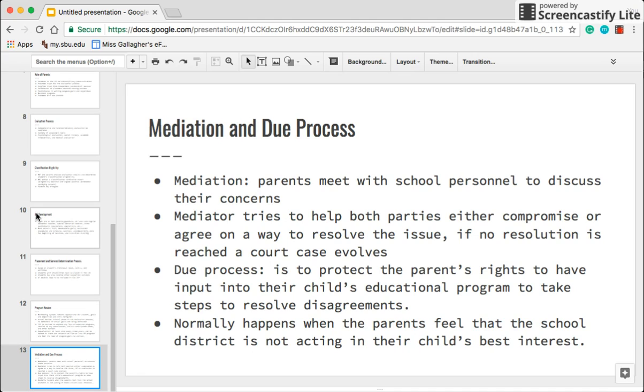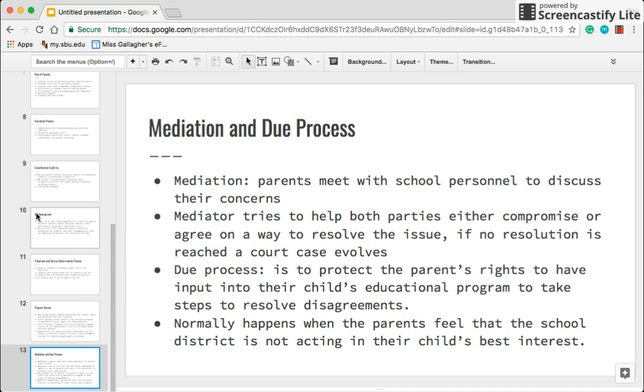And the last part of the process is mediation and due process. So mediation is when the parents meet with school personnel to discuss their concerns. A mediator tries to help both parties either compromise or agree on a way to resolve the issue. And if no resolution is reached, a court case evolves. So this is what happens when the parents are disagreeing with what the school is recommending.